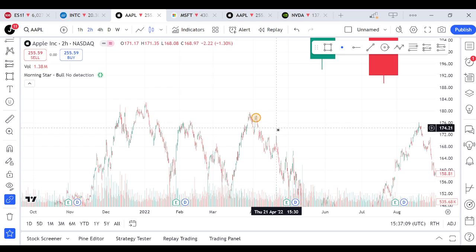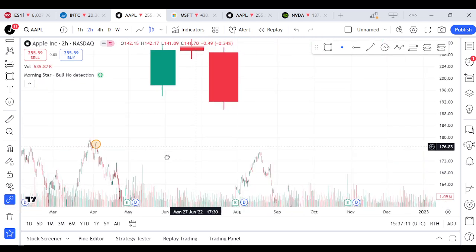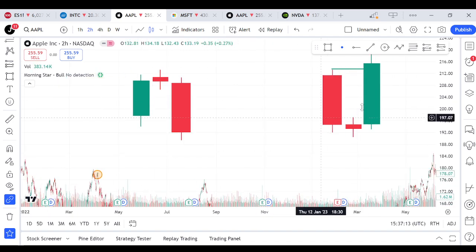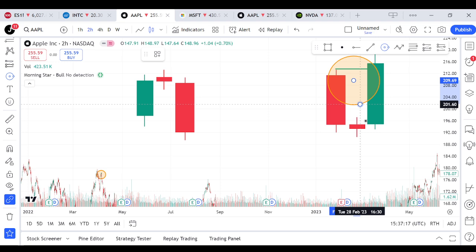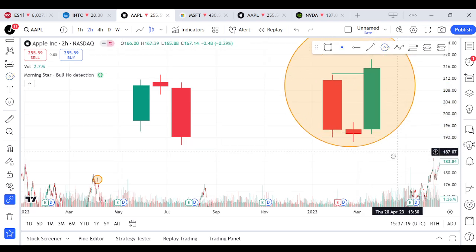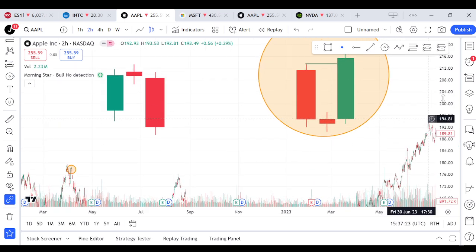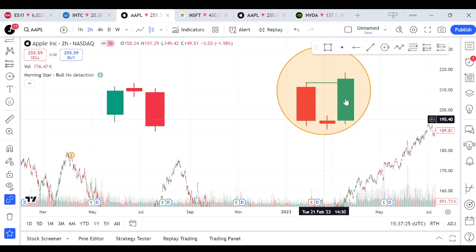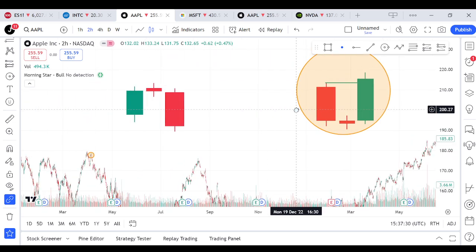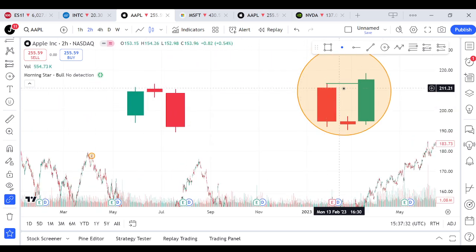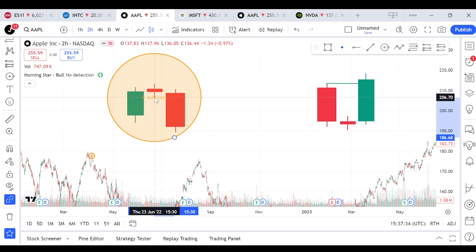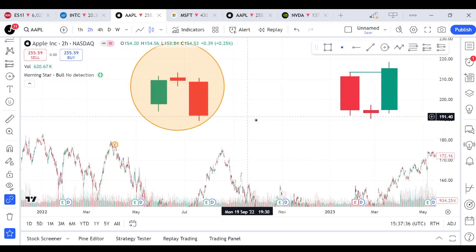Now, remember the morning star candlestick pattern, which is this one right here, should be found at market bottoms, at the end of downtrends, because it's a bullish reversal candlestick pattern.